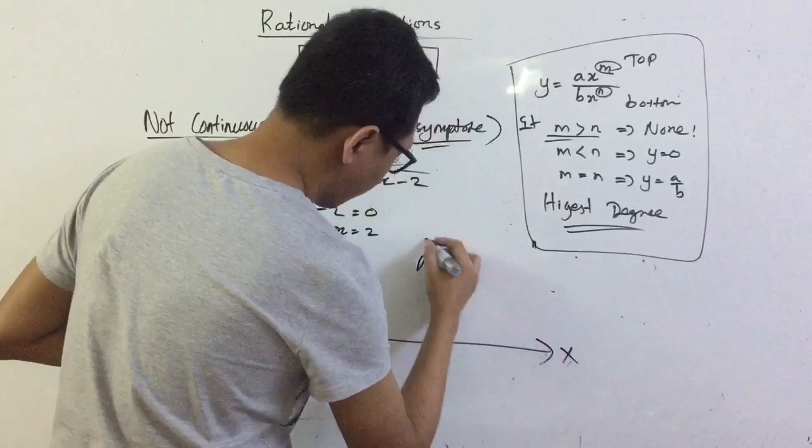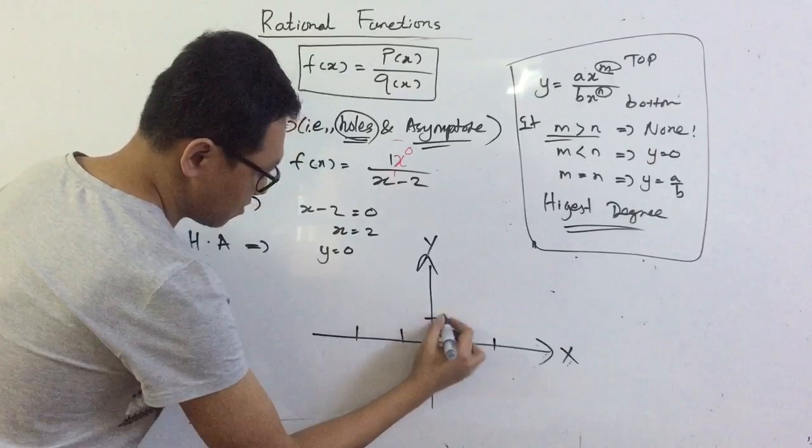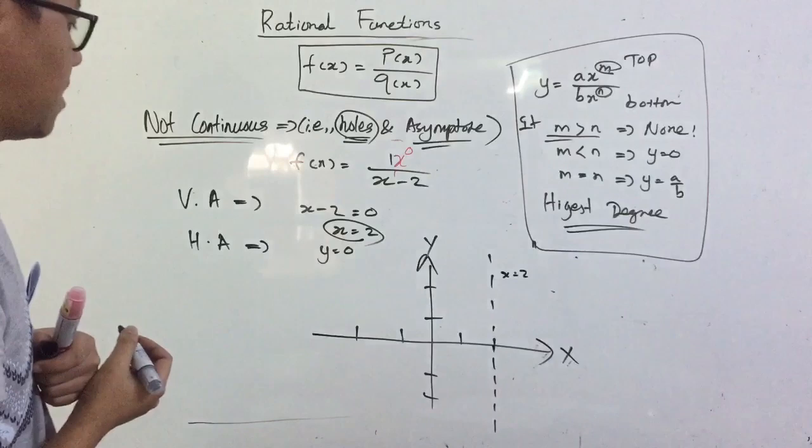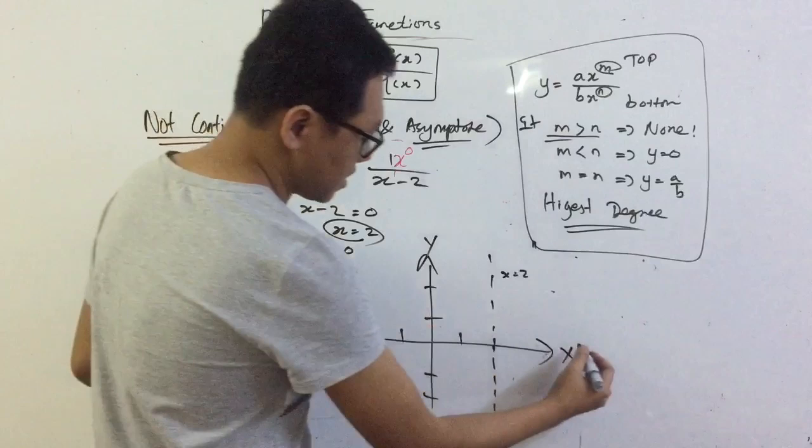X, y. Okay, so 1, 2, minus 1, minus 2, okay? So x is equal to 2, the vertical asymptote. So here, x is equal to 2, vertical asymptote. And the horizontal asymptote is y equals 0. So y equals 0, you don't need to draw anymore. So y equals 0 is already here, so it's the horizontal asymptote.